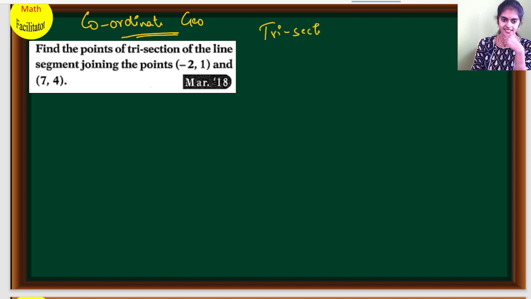Trisection, because this is a revision class, I'm not explaining the entire concept, thinking that you understand a little. I'm just proceeding. Trisection means 3 sections, you are dividing into 3 divisions. The divisions can be 2:1 ratio or 1:2 ratio.